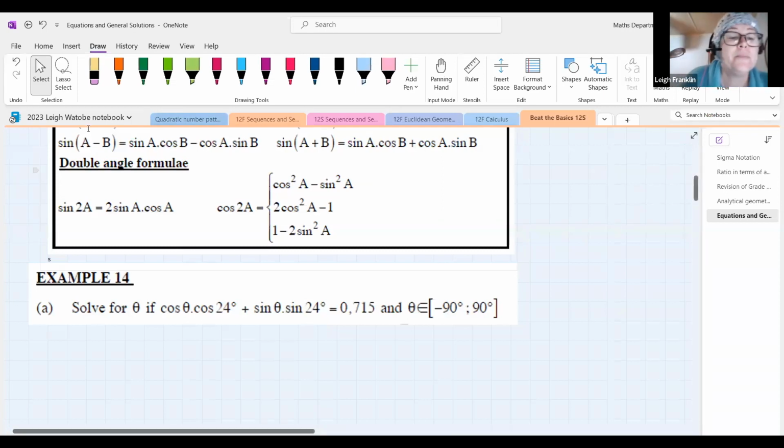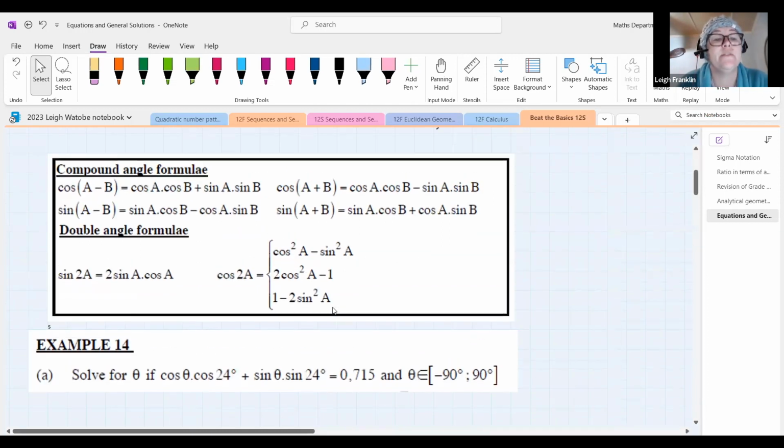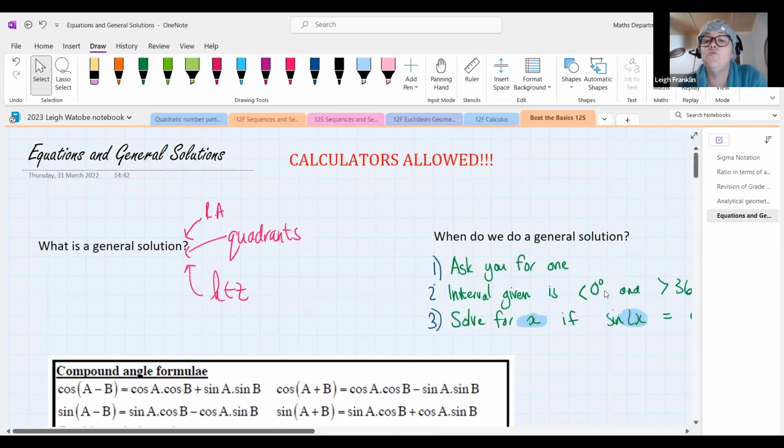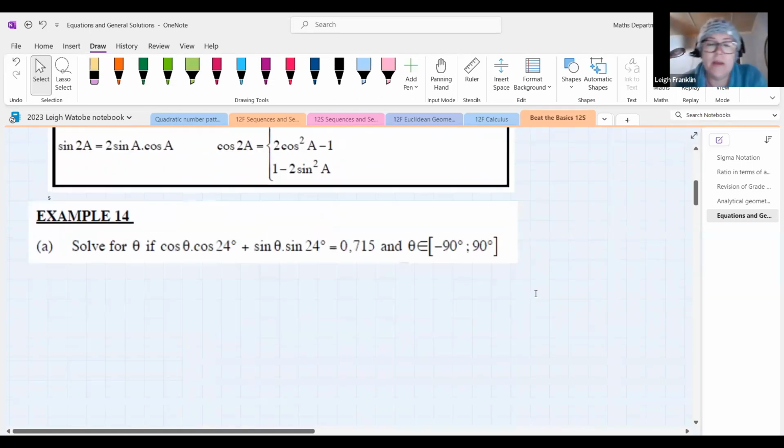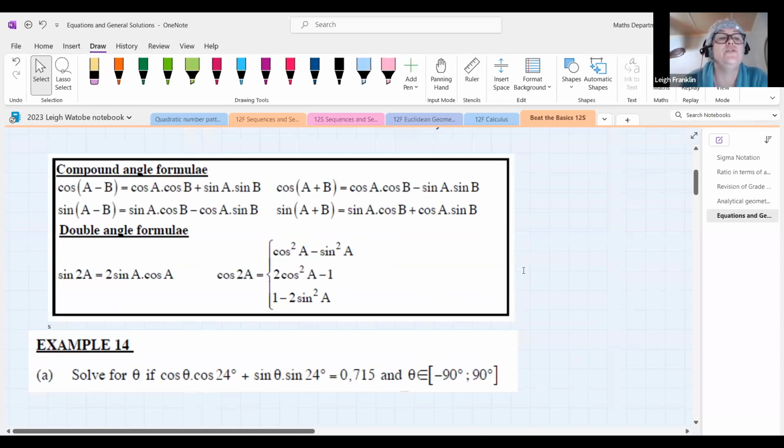So the first one is not meant to be particularly difficult. This one has got a compound angle in it. The clue here is that when you see cos theta cos 24, sine theta sine 24 equals 0,715. Again, how do you know that you need to do a general solution? Because they are asking you to work smaller than 0, not bigger than 360. You need a general solution, but you've also got to use compound angles. If I give you the starting part, let's see if you guys can do the rest on your own, okay?